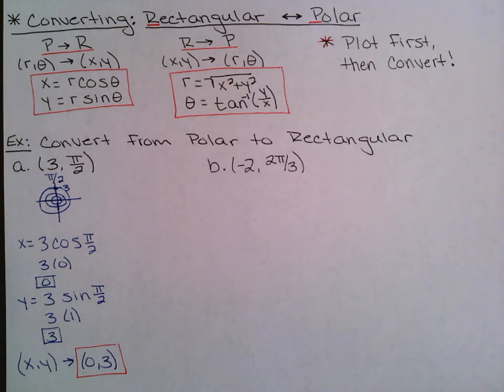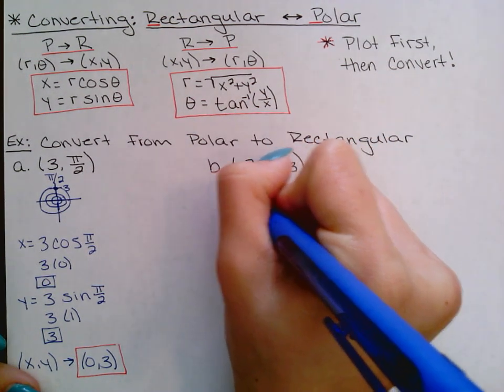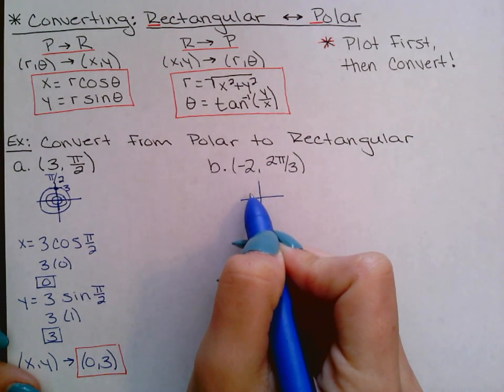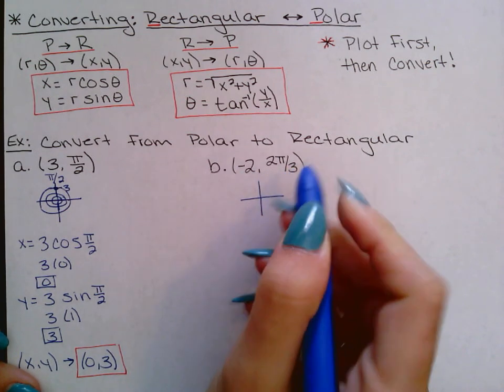So let's take a look at this next one. I would suggest that you pause the video, try and do it on your own, and then watch me solve it. If I'm going to graph this, 2 pi over 3 is in my 2nd quadrant. Okay? Now, negative 2 means that I'd go away from 2 pi over 3.